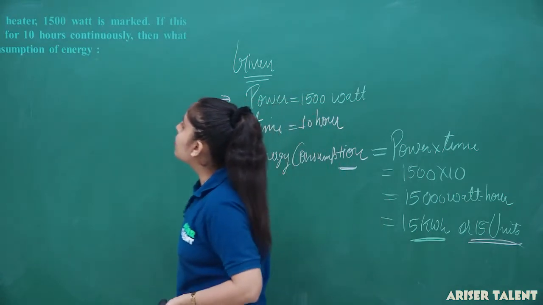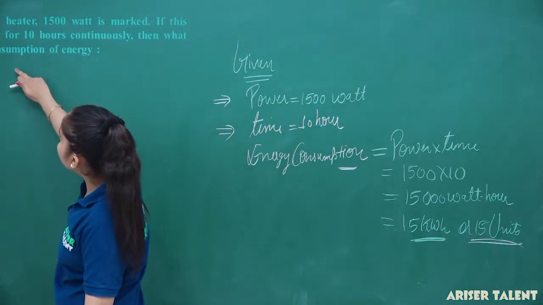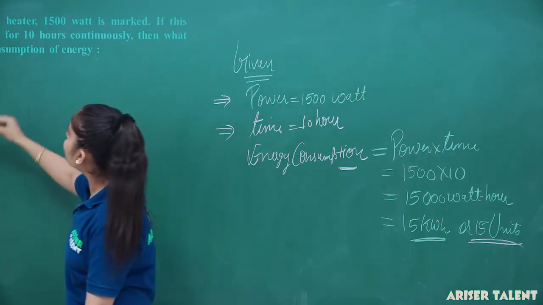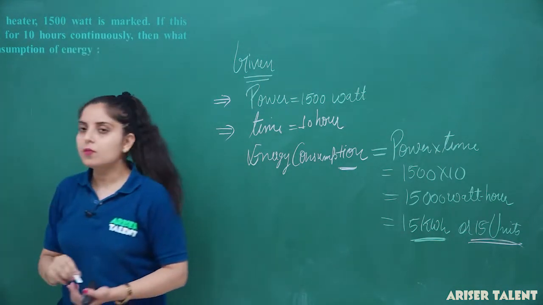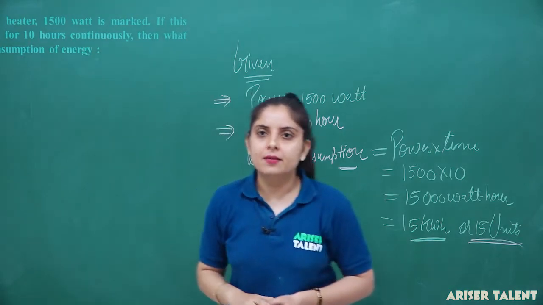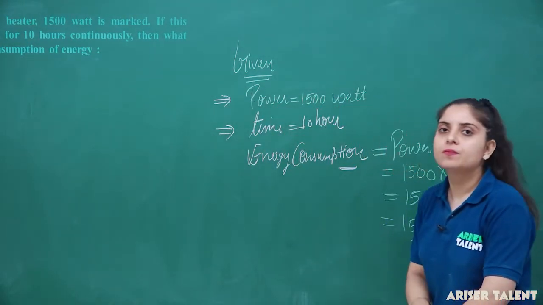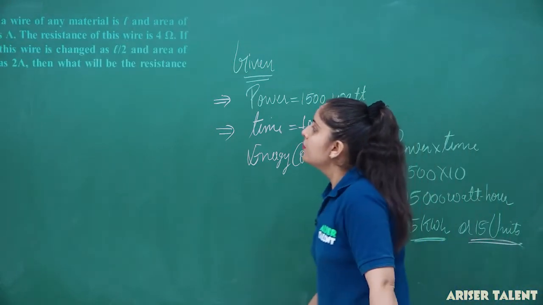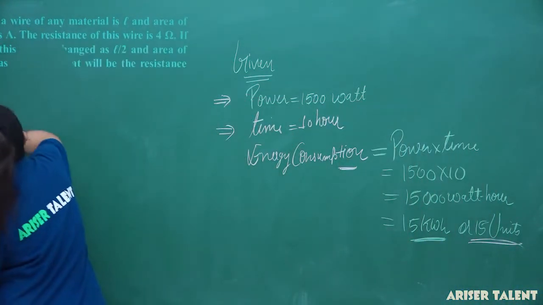So, let's check the options here. 30 unit, 40 unit, 15 unit and 19 unit. So, which is the correct option here? Option number C is correct here. Now, let's move to the next question in this sequence. This is our new question.